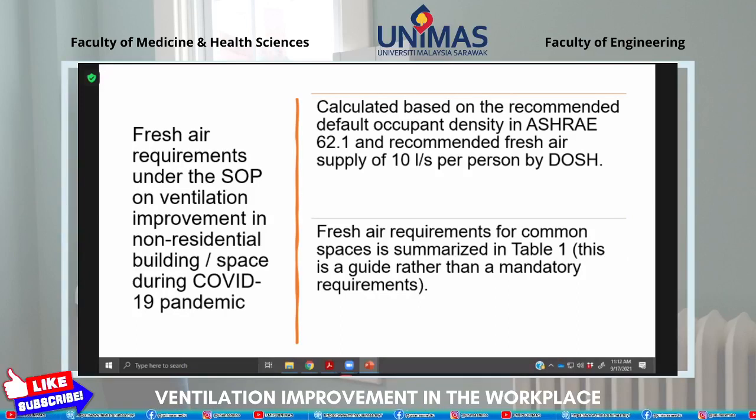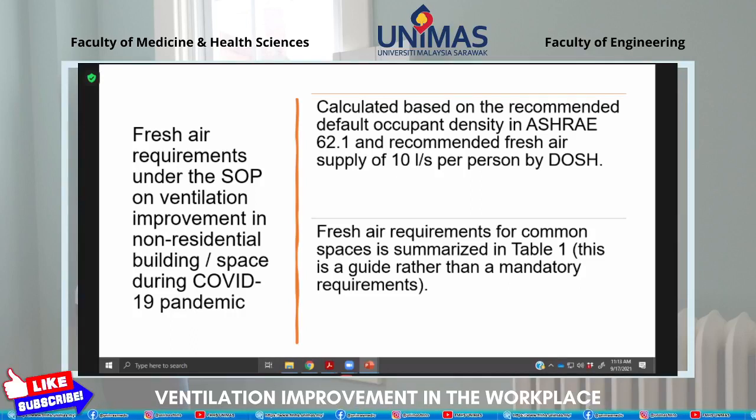In the ventilation improvement SOP, we go by 10 liters per second per person, which is recommended by our DOSH. Also, in order to simplify the calculation for the public to use, we have to make certain calculations on the basis that the space, depending on the occupancy, is being calculated based on 10 liters per second per person, and also based on the default occupant density in ASHRAE 62.1.